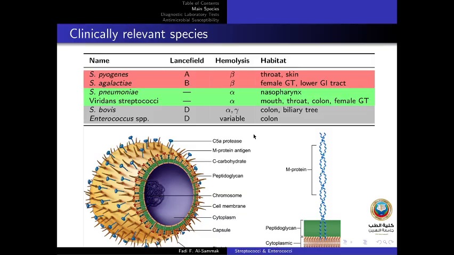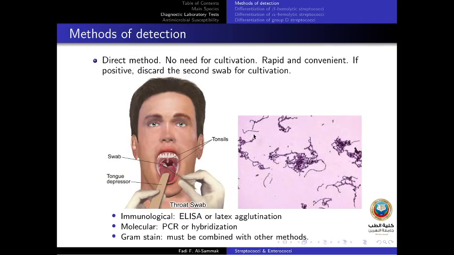Now the next question is, how are we going to detect these microorganisms? So for detection, we have three different methods: the first one is the direct method, the second one is the indirect method, and the third one is the serodiagnosis. The direct method, there is no need for cultivation, no need to grow the microorganism. You can just take the specimen. It is rapid and convenient, and if it is positive, then you don't need the second swab for cultivation.